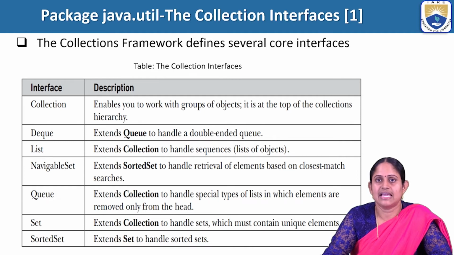The List interface extends Collection to handle retrieval of elements based on the closest match searches. The NavigableSet extends SortedSet to handle retrieval of elements based on closest match searches. The Queue interface extends Collection to handle a special type of list in which elements are removed only from the head. The Set interface extends Collection to handle sets which must contain unique elements. The SortedSet extends Set to handle sorted sets.